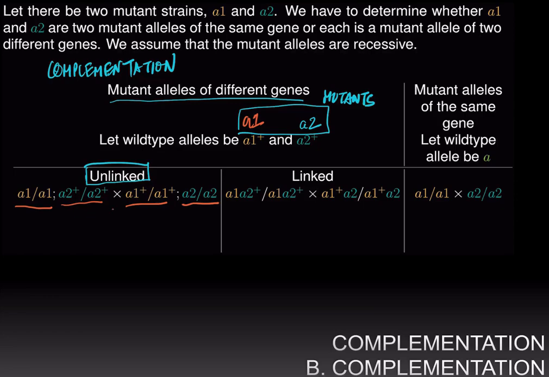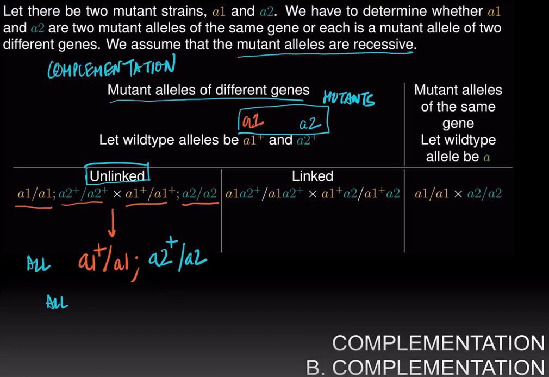And when you carry out this cross, we will get all individuals hets between the wild type and mutant allele of A1, and hets between the wild type allele of A2 and the mutant allele of A2. And all the individuals are going to have this genotype. Now, since the mutant alleles are recessive, or the wild type alleles are dominant, all the progeny of this cross, when we cross the two mutant strains, are going to be wild type.